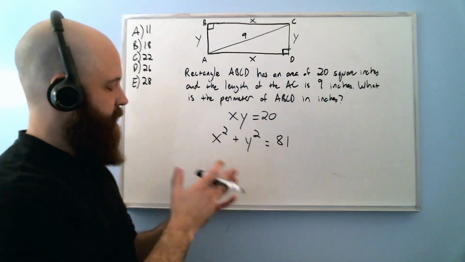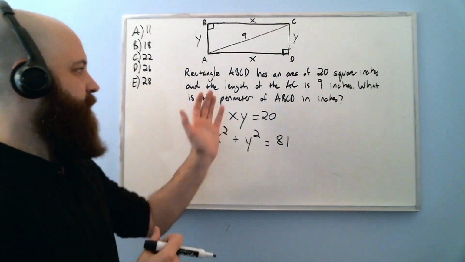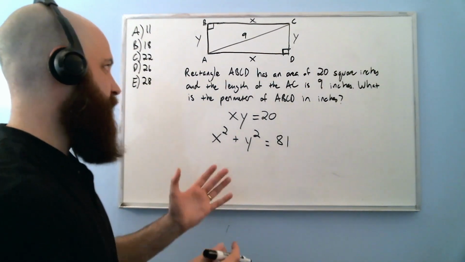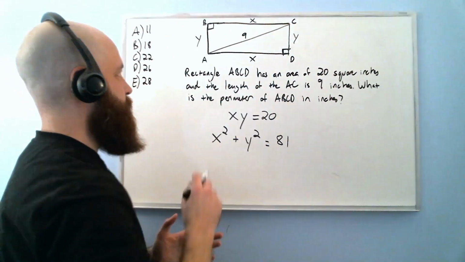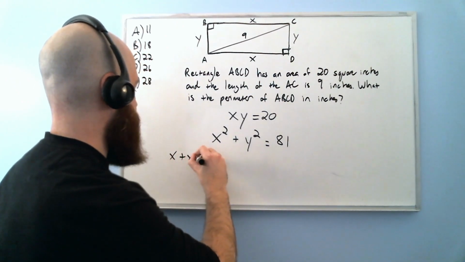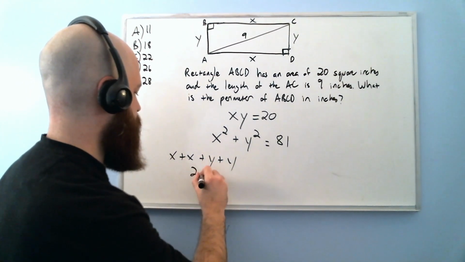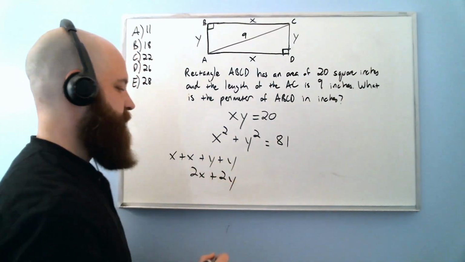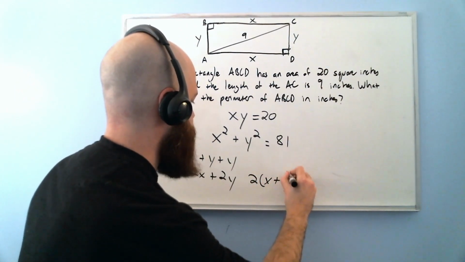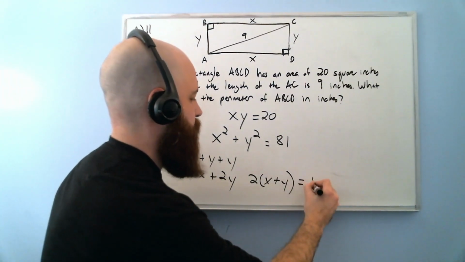Let's come up with an expression for what we're solving for. They're asking for the perimeter, so what would that be in terms of x and y? Well, if you add up all the sides, that's going to give you the perimeter, so I could say x plus y plus x plus y, otherwise known as 2x plus 2y. Or I could simplify that as 2 times x plus y. So essentially that's what I'm trying to solve for.